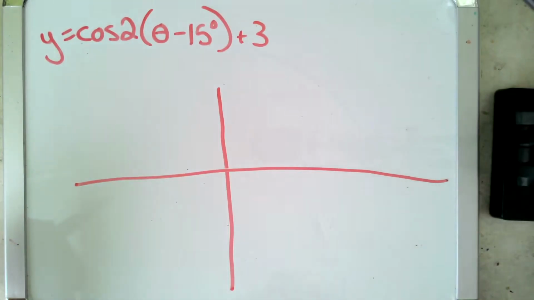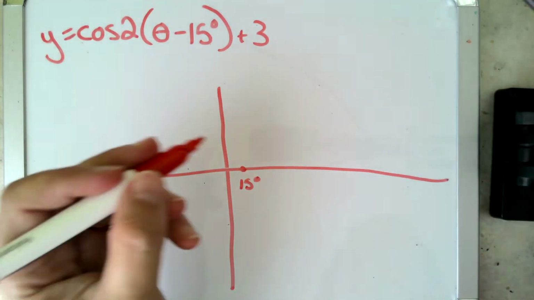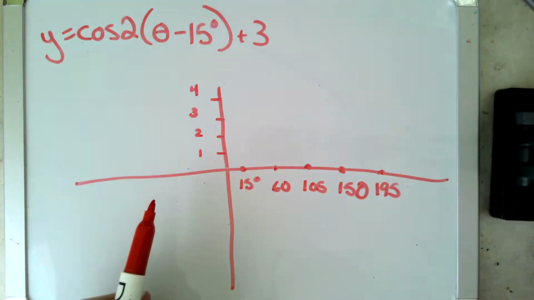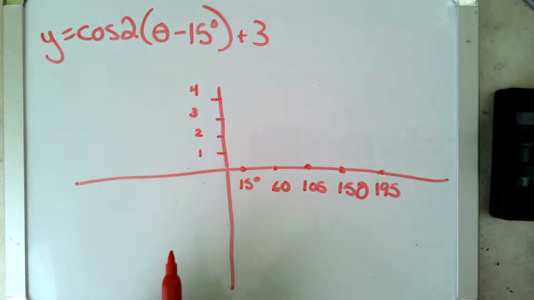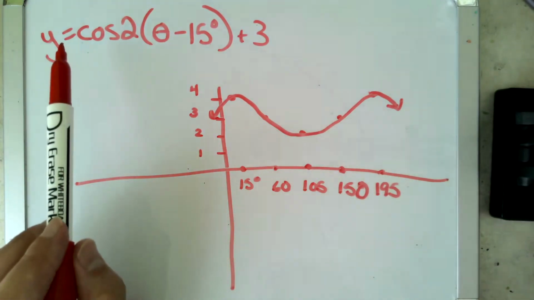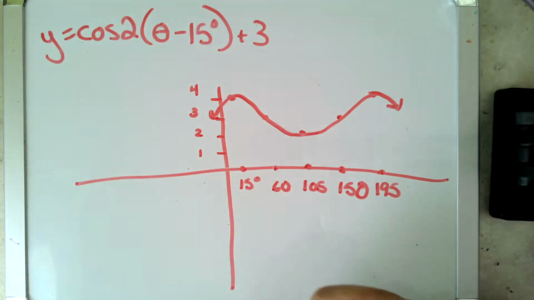So as I go ahead and label my axis, right? My first point is 15 degrees, then all the way through to 195, and again 1 through 4. And so I'll go ahead and plot. And this is the graph of this. Okay, play around with that.